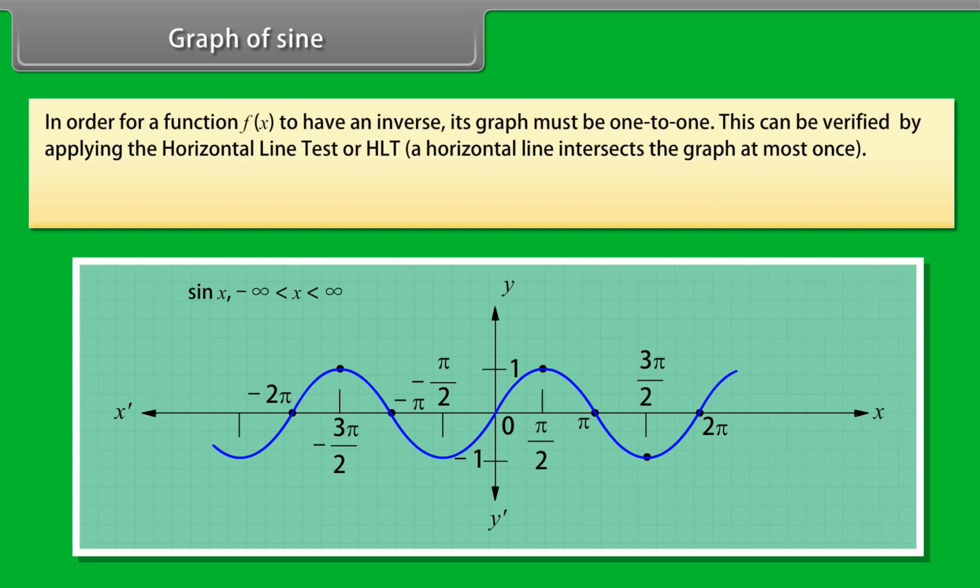In order for a function f of x to have an inverse, its graph must be one-to-one. This can be verified by applying the horizontal line test or HLT. A horizontal line intersects the graph at most once. Clearly, the graph of sine x fails this test. So, how do we define the inverse of sine x?